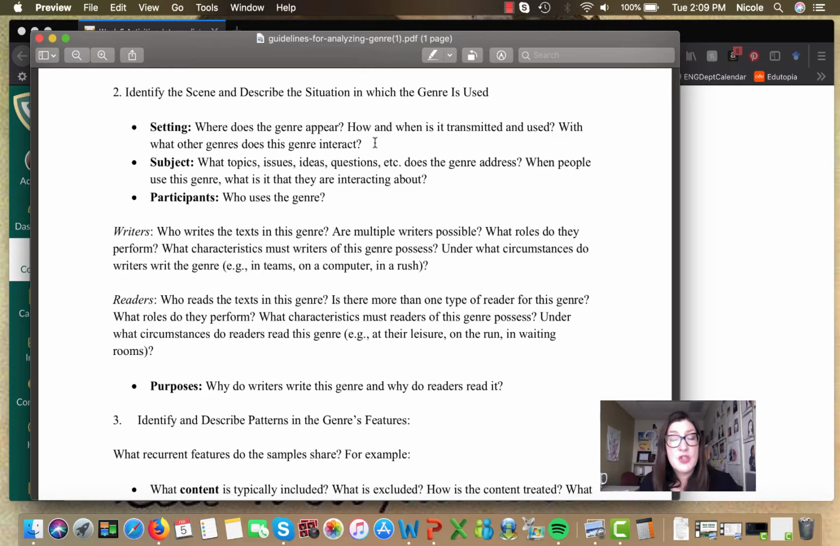Where, how and when is it transmitted? One gets handed to you from somebody working in the student center. The other is sitting in the little plastic tray at the doctor's office. Okay, so this is what we're getting at with this question of setting.